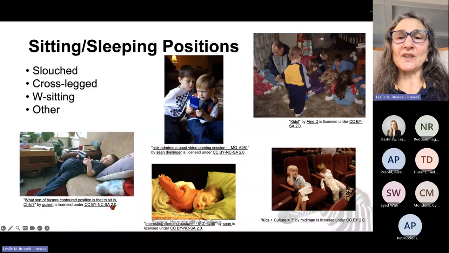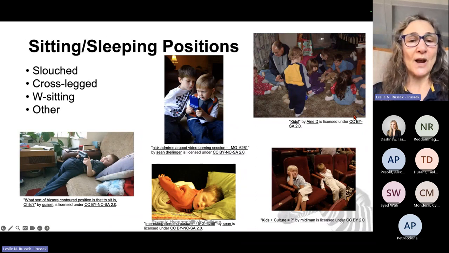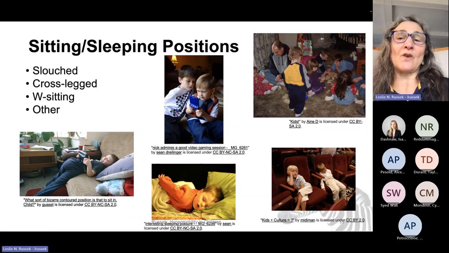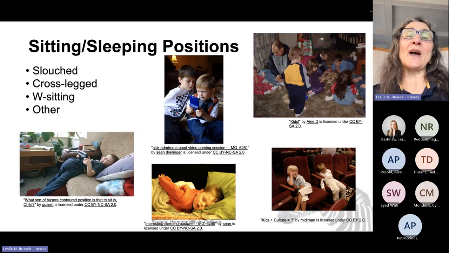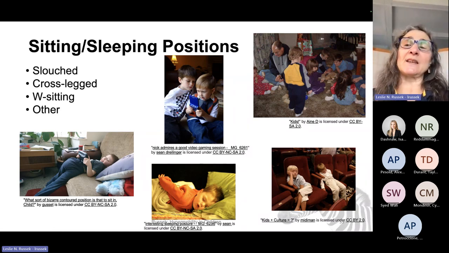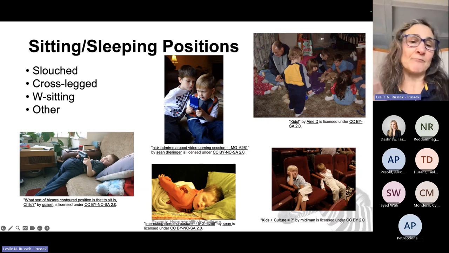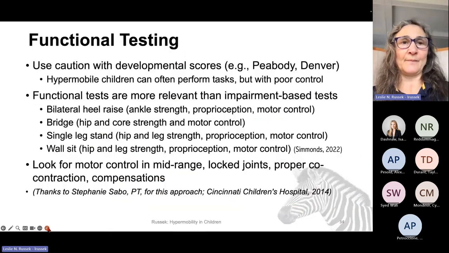Sitting and sleeping positions, so kids flopping down in any position, W sitting or sitting cross-legged, can lead to chronic pain. So I've had kids who had hips that were slipping out, and it was because they were W sitting or sitting cross-legged in school, and we just modified that, and then their hips were fine.